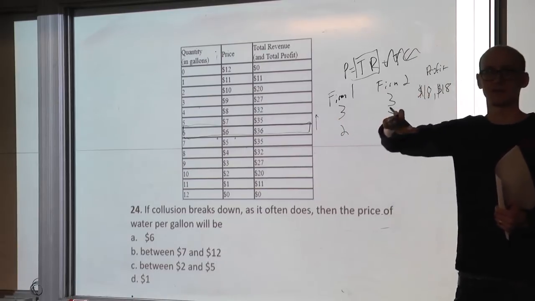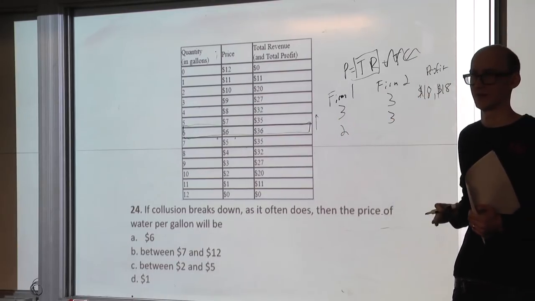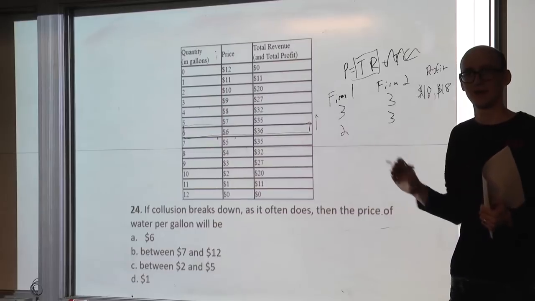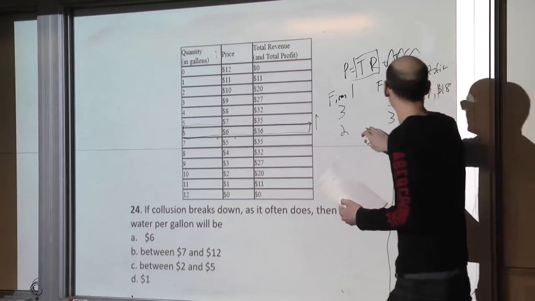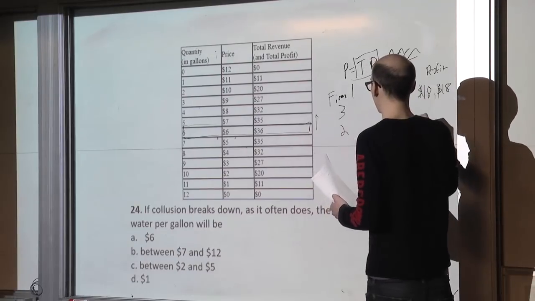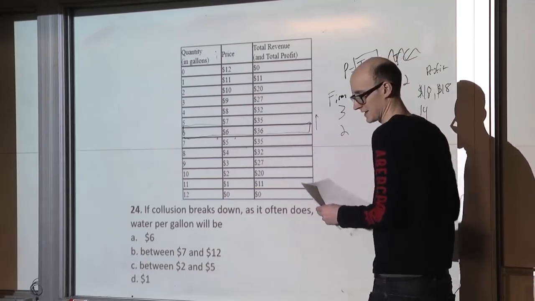Let's see if anyone has incentive to increase production then. But first, does everyone see why they don't have incentive to decrease production? In other words, firm 2 would earn $14 of profit in this case.